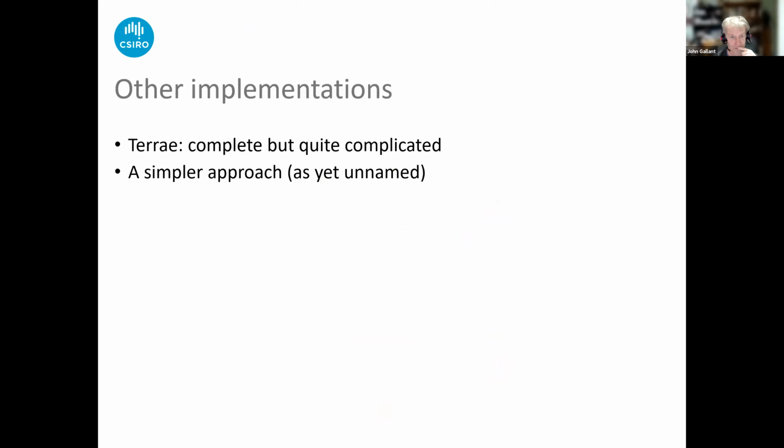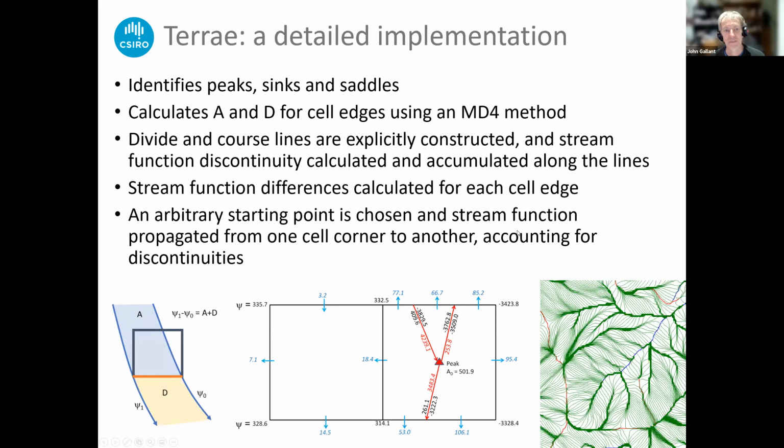I just briefly want to talk about two other implementations we have, one of which is called Terre, which is pretty much complete but quite complicated, and there's a simpler method that I haven't yet given a name to. The Terre method, which is the one that Bruno Basso has supported so strongly over the years, works by identifying the peaks and sinks and saddles, and calculates contributing and dispersal areas along every cell edge.